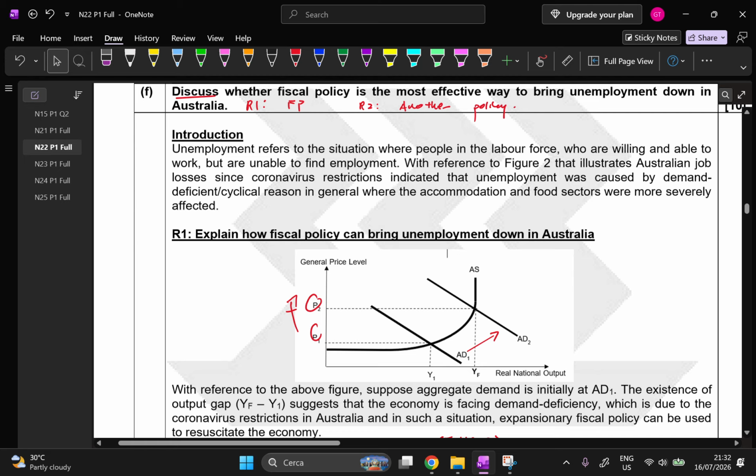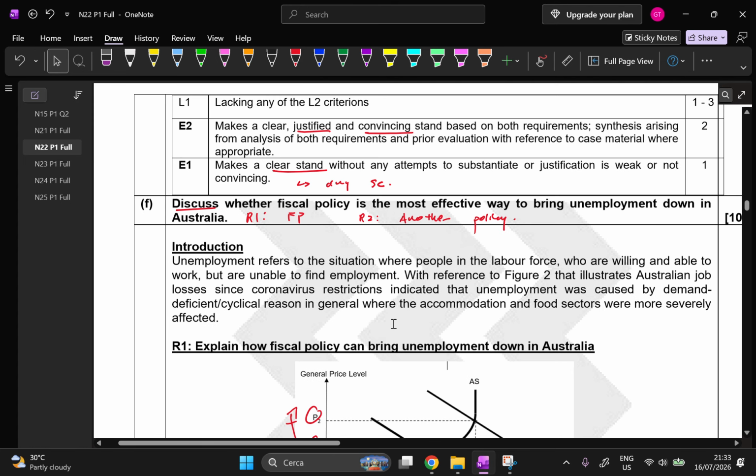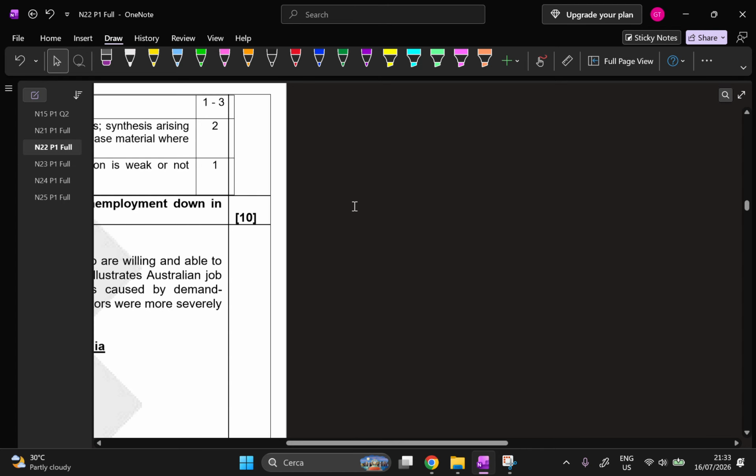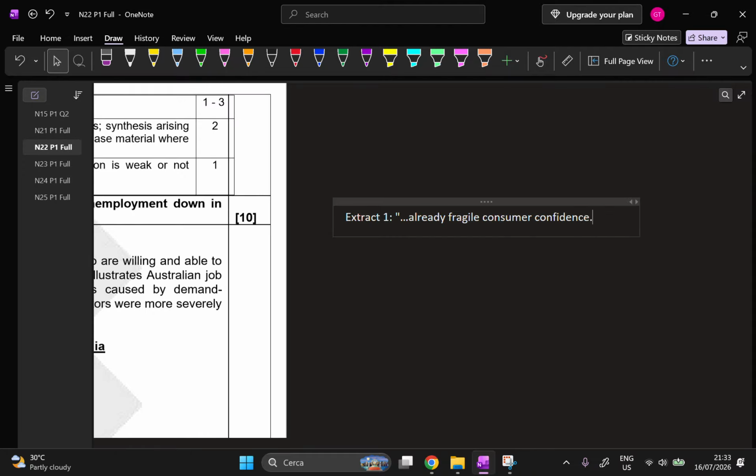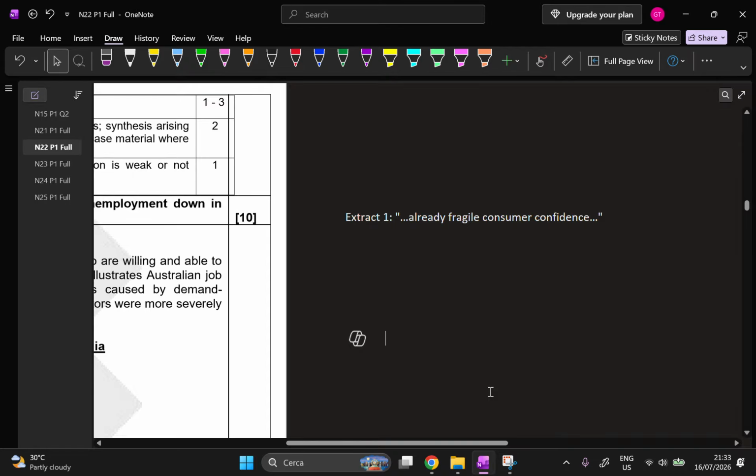What else can be an IEV for limitations of fiscal policy? Potentially, I can talk about the fact that in the extracts, can you find the place in extract 1? Okay, flip to extract 1 now. There's a place in extract 1 where they talk about the already fragile consumer confidence. Can you find this place in extract 1? So if consumer confidence is already fragile, then they may not be very receptive.